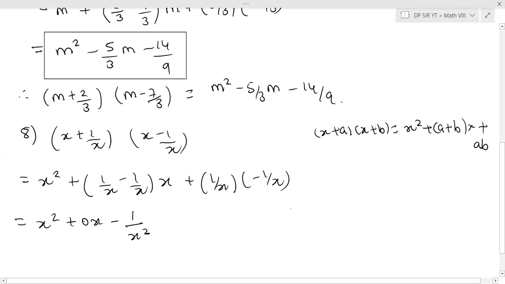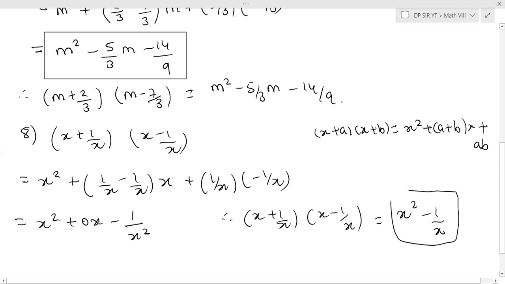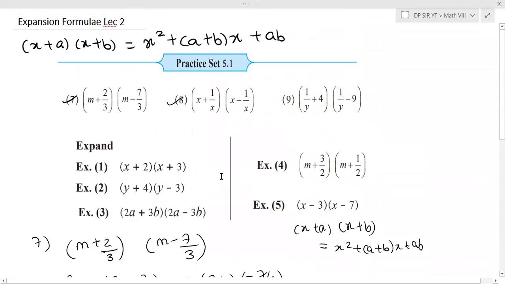So your final answer would be, therefore, (x plus 1 upon x)(x minus 1 upon x) is equal to x square. वो 0x नहीं कंसिडर किया तो भी चलेगा, and here is x square minus 1 upon x square. ठीक है. So while copying the final answer, see to it that you are not making any errors. Then is there any question?